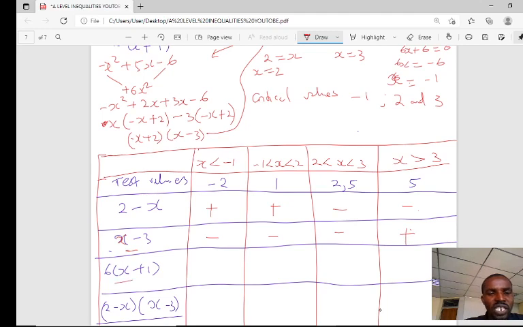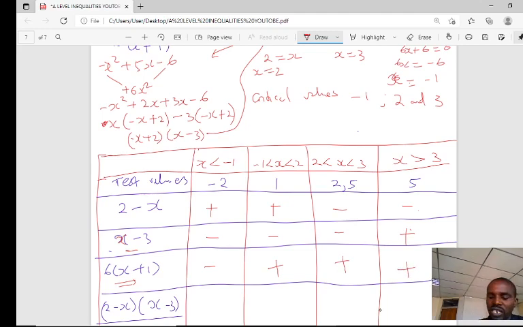Then move on to this one, 6 and then (x + 1) in the brackets. Put x = -2. -2 + 1 will be negative. Even if you multiply by 6, the answer will still be negative. Then put x = 1. 1 + 1 is 2, 2 times 6 is positive 12. Put 2.5. 2.5 + 1 is 3.5, times 6 is positive. Then put 5. 5 + 1 is 6, times 6 is positive 36.